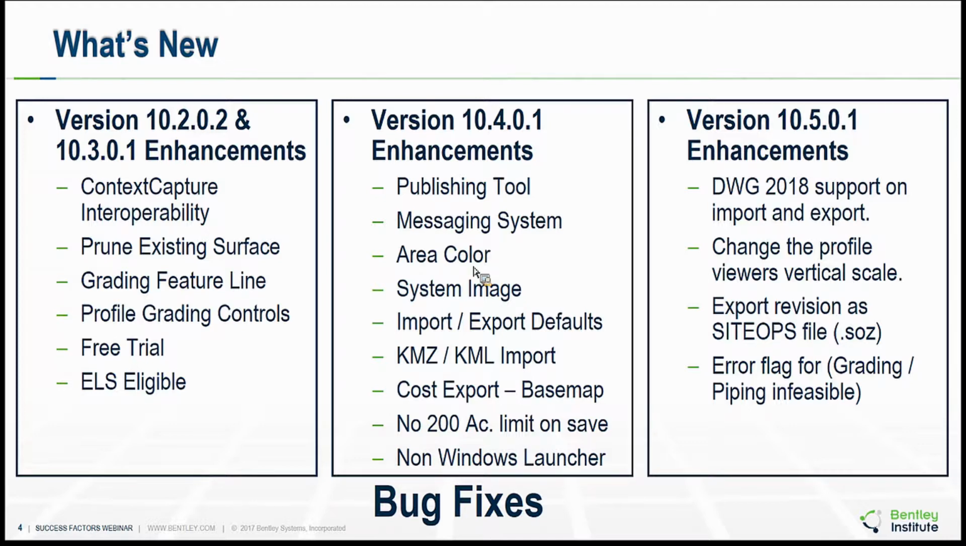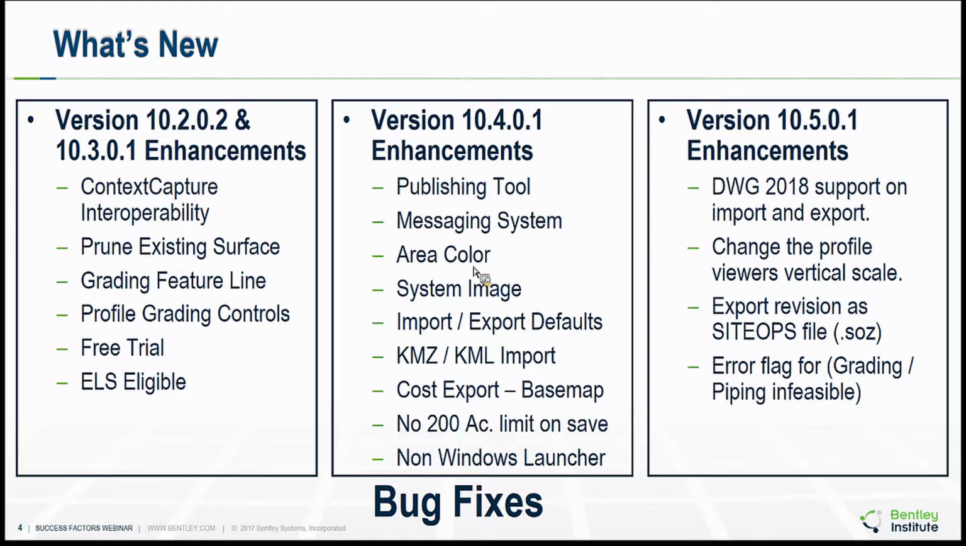We added in the ability to work with the new Civil 3D DWG 2018 for import and export. You can add a vertical scale to the profile tool. We now can export a revision of a SiteOPS file. You don't have to actually open it up. So, for example, if you want to send it to someone else, you don't have to open up the file itself, hit export, and go through it that way. You can now do it straight from the administration page.